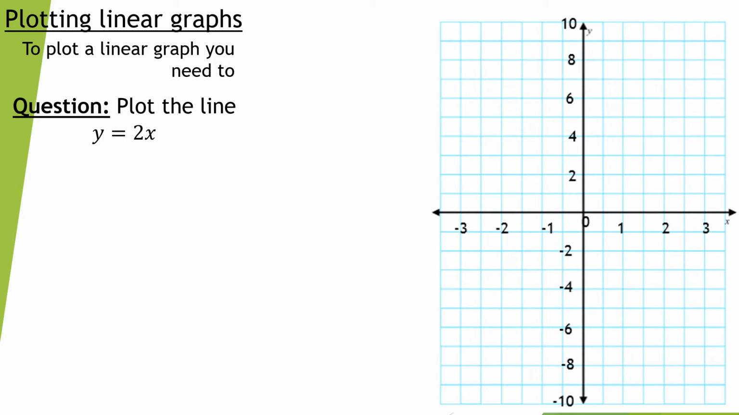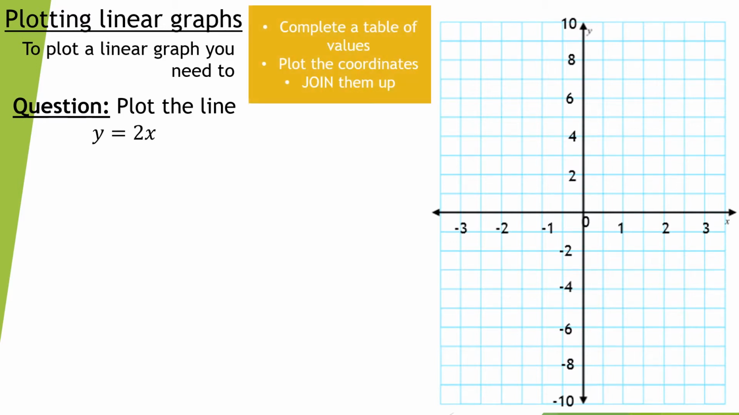So we're going to start with how to plot linear graphs. Linear just means straight line, and we need to make sure that we can do all of these things for the exam, because this is one topic that does tend to come up quite a lot. So this is the method we're going to be following: to complete a table of values, plot the coordinates, and then join them up.